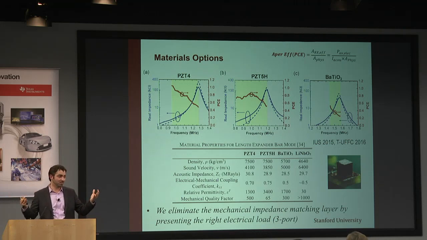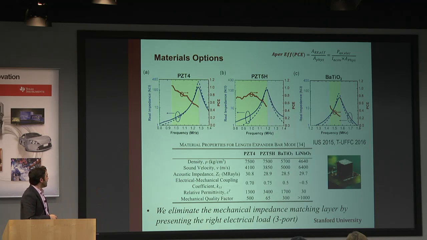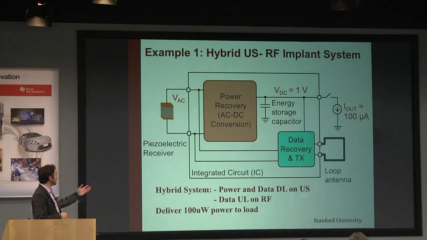So this blue here is showing the impedance profile. The red is showing the efficiencies in 3 different material systems. Measured efficiencies, 3 different material systems. Now, the first implant we designed, we said, okay, why don't we receive the power and data in ultrasound, and we communicate back data with RF. So we're doing a hybrid system. Data comes in ultrasound, goes back in RF, and we also have a delivery system.